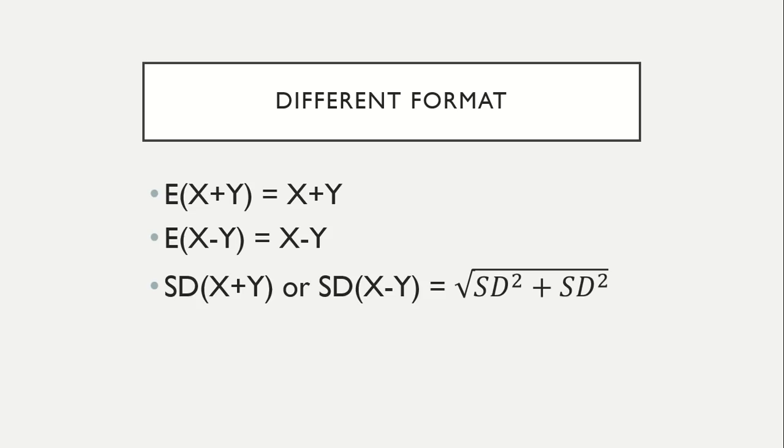This could also be asked in a different format. The way these would be worded is the expected value of x plus y, or x minus y, and you would just add the means of x plus y, or take the difference of x minus y. Next, for standard deviation of x plus y or x minus y, you would take the square root of the sum of the standard deviation of x squared plus the standard deviation of y squared. But they must be independent to do this still. Please keep that in mind as it's very important.